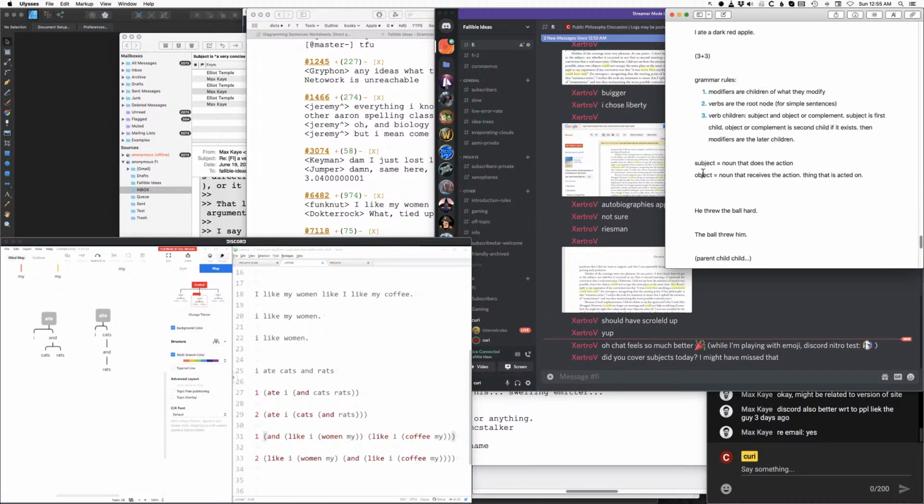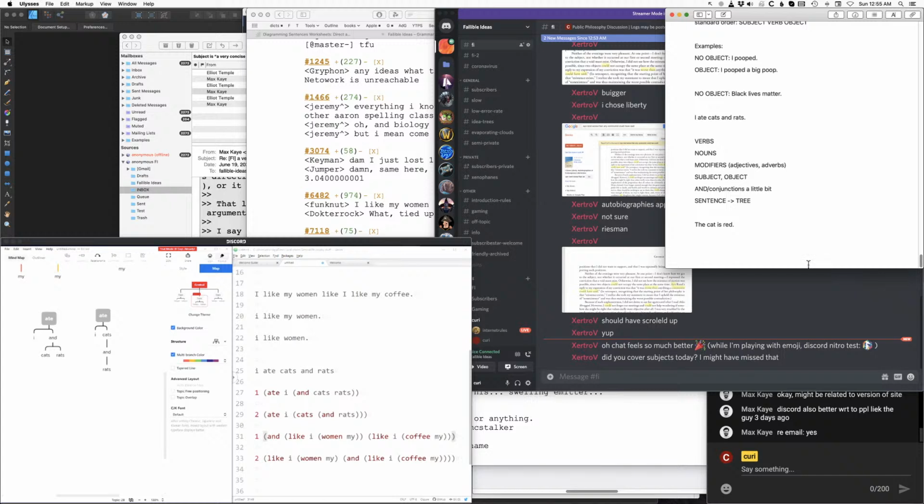We covered subjects a little bit. A subject is a noun that does the action, while an object is the noun that receives the action, or gets acted on. With a linking verb, it's not called an object, but it basically works the same. When you're making a tree, you put it in the same place as an object. Red is still the second thing that goes with the verb. If you view the verb as an operator, then cat is the first thing, red is the second, and then modifiers after that.